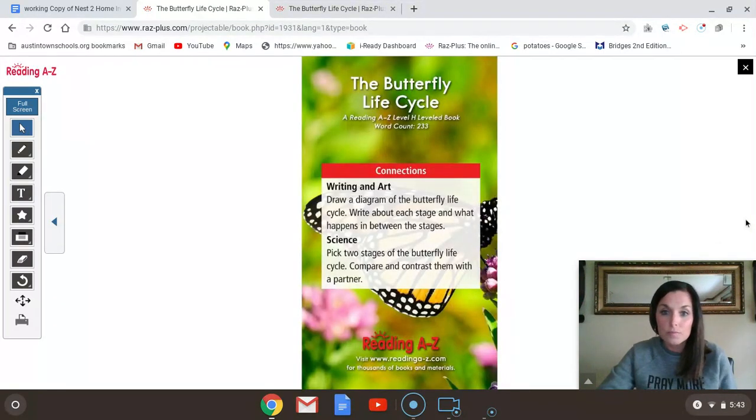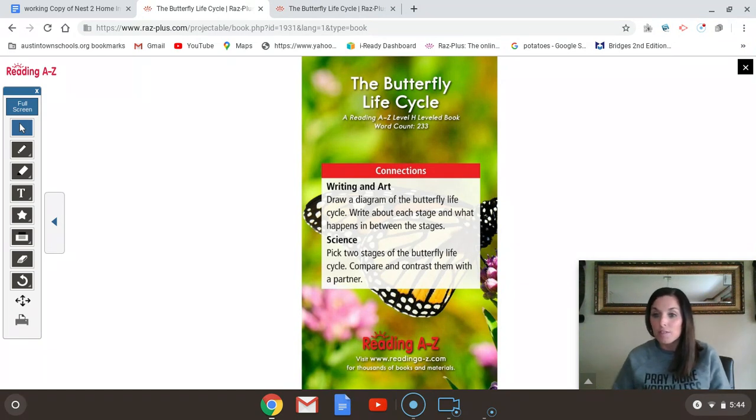Okay. So this is something if you want to do at home. It says draw a diagram of the butterfly life cycle. Write about each stage and what happens in between the stages. Pick 2 stages of the life cycle and compare and contrast them with a partner. So these are things, if you choose to do them at home, you can. You could also go on YouTube and find short videos about the life cycle if you want.